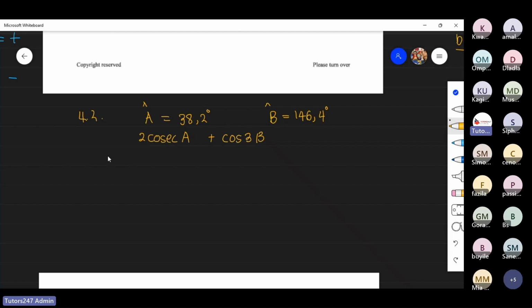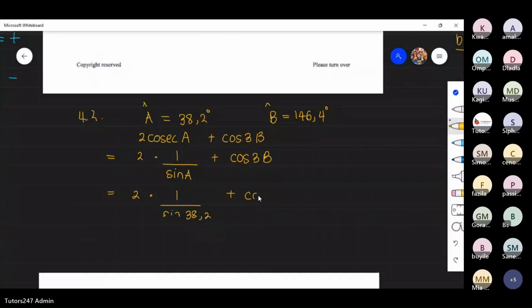Now, from here, we know that cosec A is equal to 1 over sine A because it is a reciprocal. So 2 times 1 over sine of A plus cos 3B. From here, we can substitute the value of A. A is given as 38,2 plus our value of B. Keep in mind it's 3B.